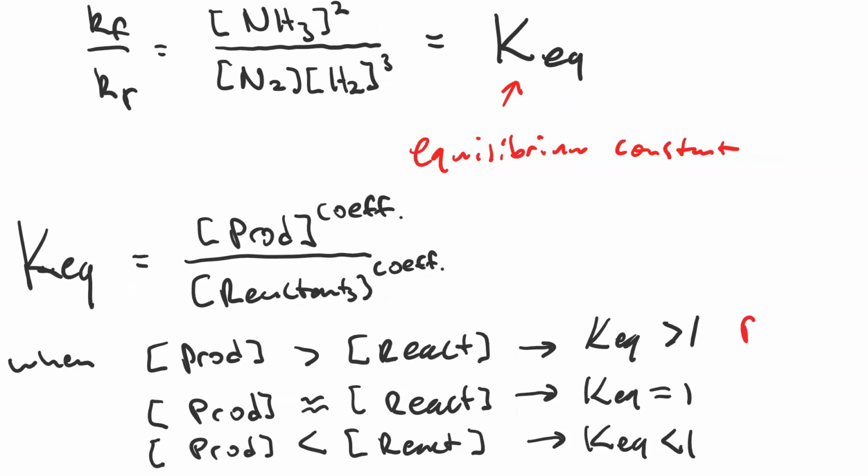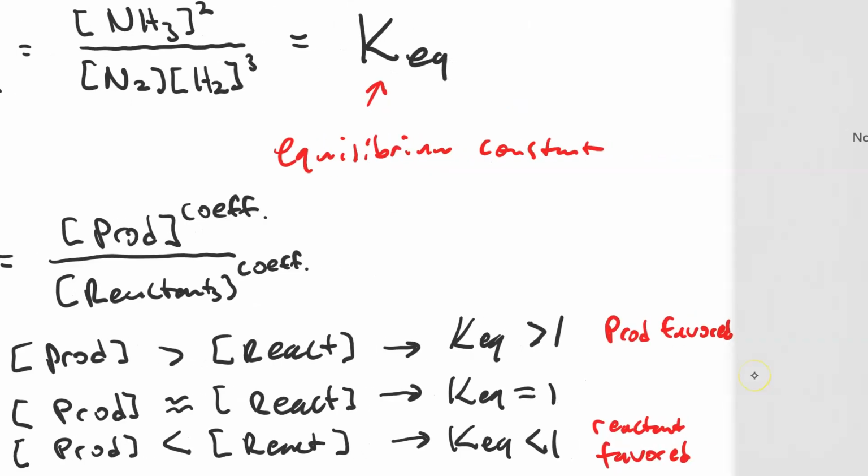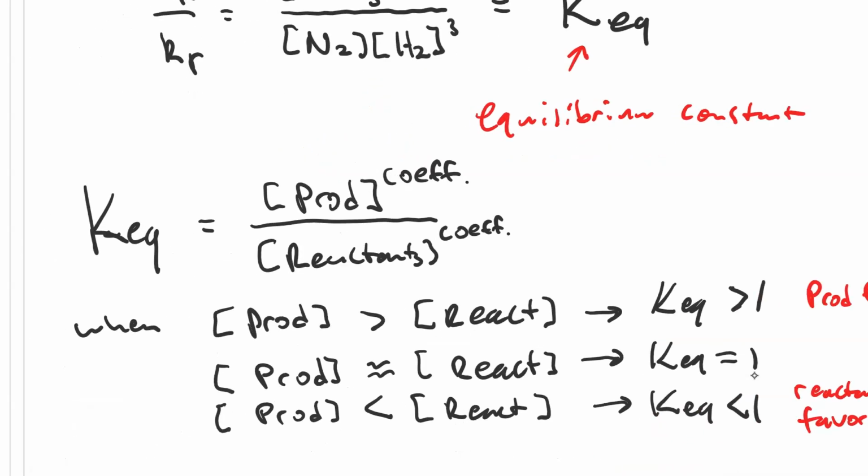These three cases are considered product favored, reactant favored, and the case in the middle, neither is favored.